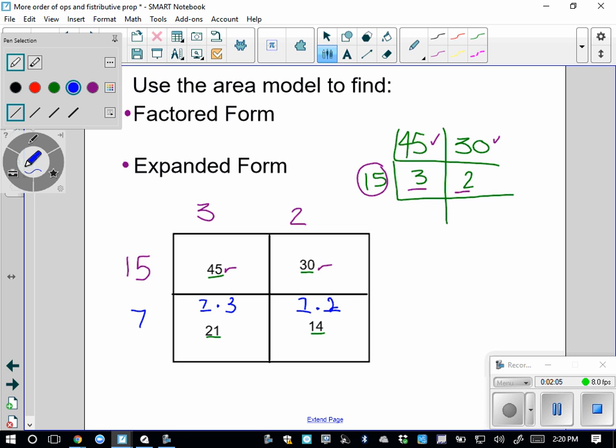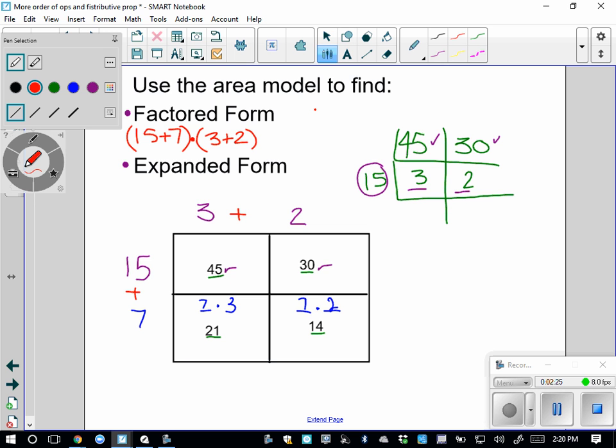So once you have the numbers on the outside, remember you can make the factored form, which is just 15 plus 7 times, you can put a little dot if that helps you, but you don't need to have the dot, 3 plus 2.